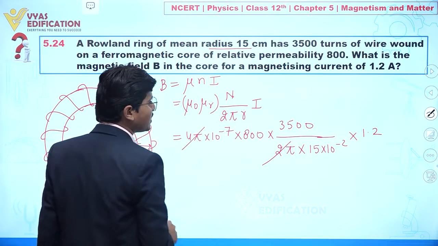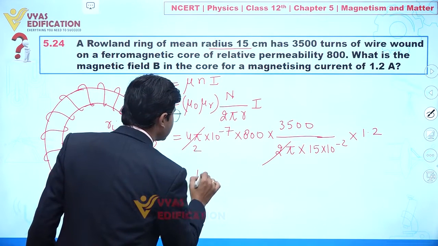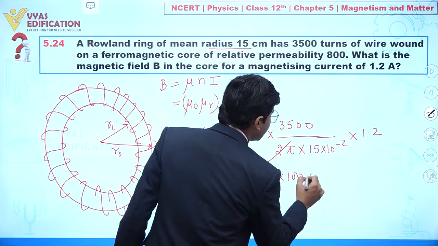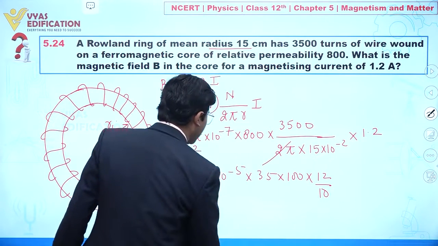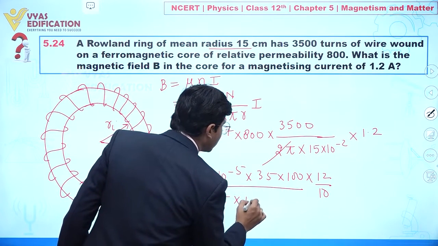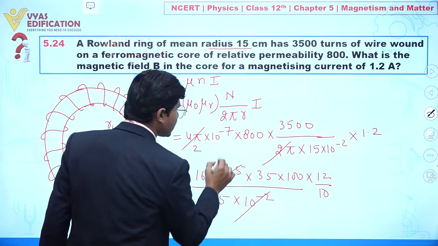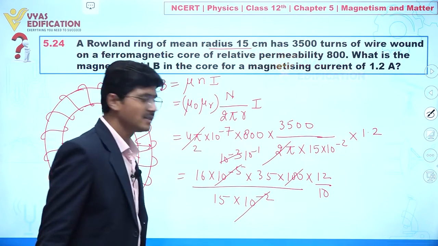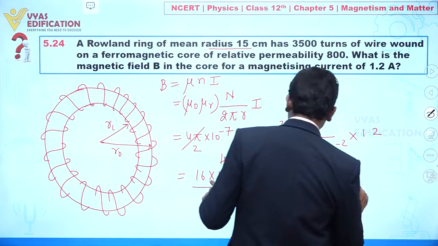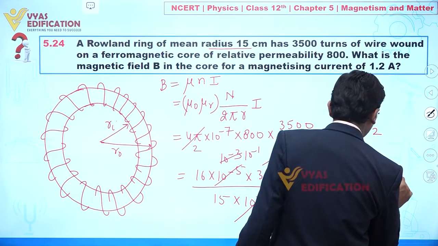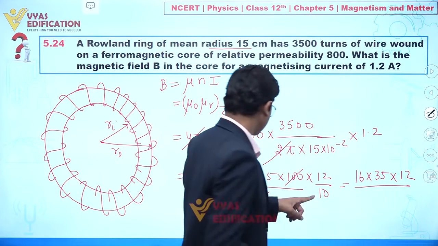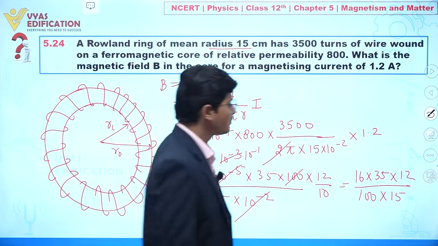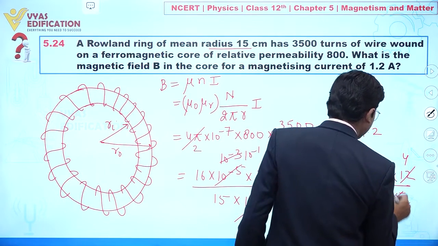Clear? From here you can say this one is 2. Yes or no? So we can write like this, 16 into 10 to the power minus 5 into 35 into 100 into 12 by 10, and it is divided by 15 into 10 to the power minus 2. Clear? From here you can say this is 10 to the power minus 3. Yes or no? From here you can say this is 10 to the power minus 1. Yes. So now we can write this as 16 multiply 35 multiply 12 divided by 100 into 50. Clear? Now you can solve it. We can say this is 4, this is 5, I can say this is 7.